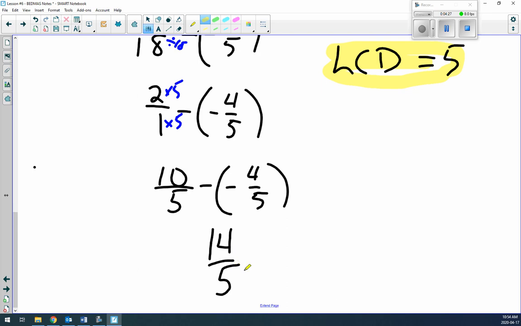Now, that's improper. You can leave it in that form, or you can switch it to mixed if you want. Okay, so that was lesson 6. Now you can do practice number 6.